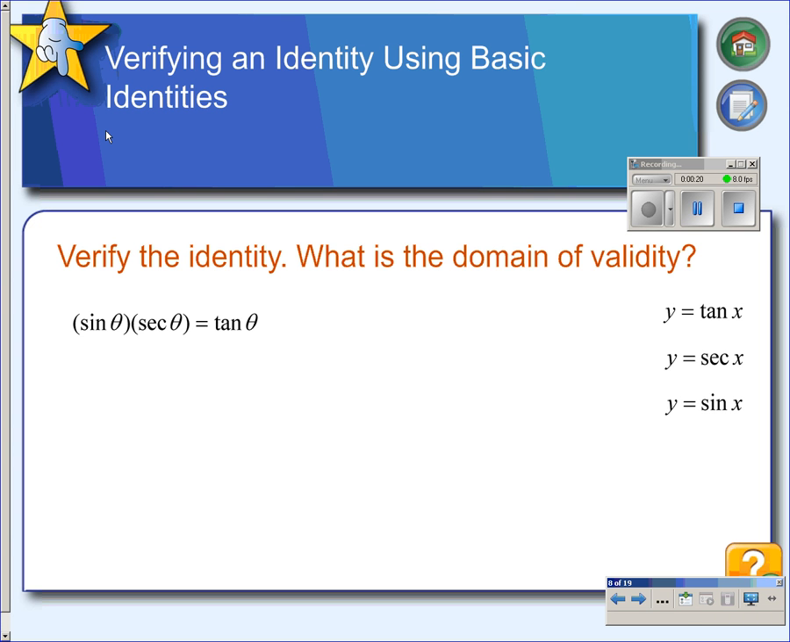To verify an identity, you have to work on one side of the equation only until that side equals the side that you have not changed. So we're going to work on the left side and see if we can make this equal tangent theta.